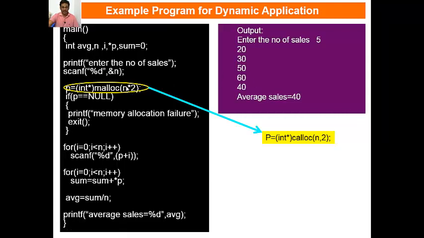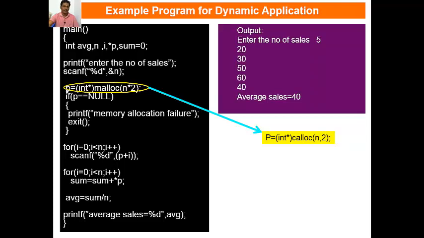If here we put 5 into 4, that allocates 20 bytes. It returns the address of the starting byte, but that address is not of a specific type. It is typeless. Then we convert it, say into float, but in our case we allocate to store integer values, so we convert to int star. So the malloc function returns a typeless address, and here we typecast it into an integer address.